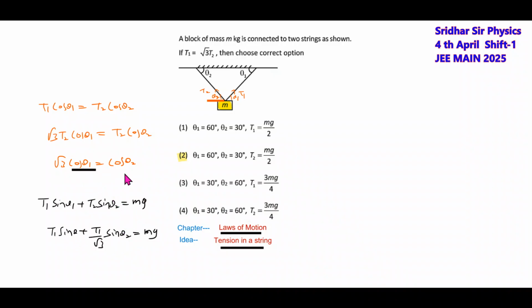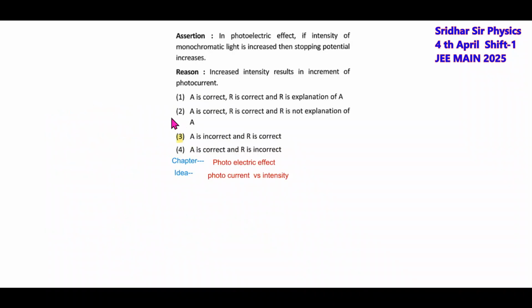Okay, now make a guess. What are the possible values that will satisfy this? Theta 1 is 60 degrees, theta 2 will be 30 degrees. If theta 1 is 30 degrees, theta 2 will not satisfy this. Then T2 and T1 should also satisfy here. We'll move to the next question.